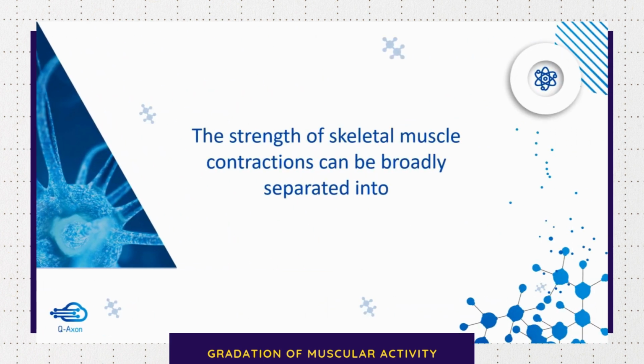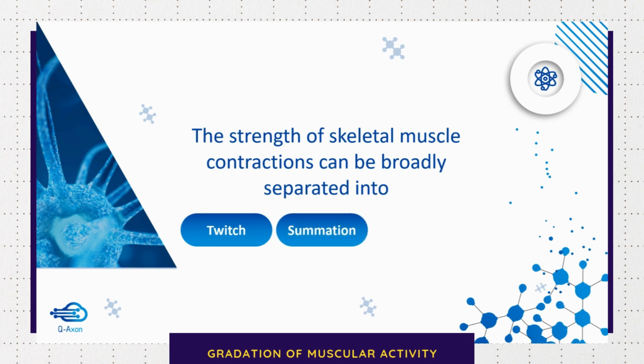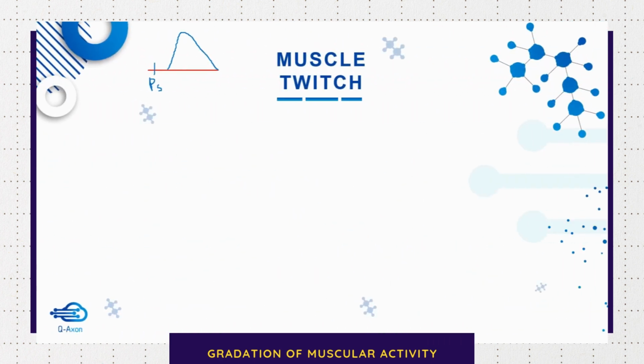Now, depending on the number of impulses that a single muscle fiber receives at a given point in time, the contraction can be divided into a simple muscle twitch, summation, and tetanus. So let's first discuss the muscle twitch. Now, what is the meaning of muscle twitch?